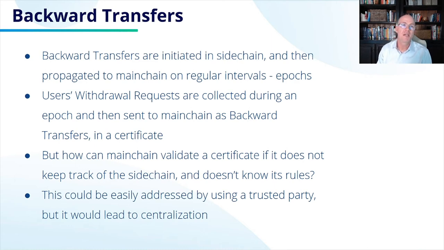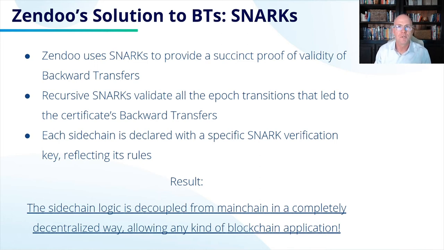So they're initiated in the sidechain and propagated to the regular main chain. And this is done not every block, but in epochs, for you British speaking people, epochs. But during an epoch, each of these transactions are gathered up on the sidechain, and then they're transferred to the main chain. So again, specifically, the sidechain to main chain transfer does not use a trusted party, because that would lead to centralization. So the solution to being able to transfer back to the main chain from the sidechain is to use SNARKs.